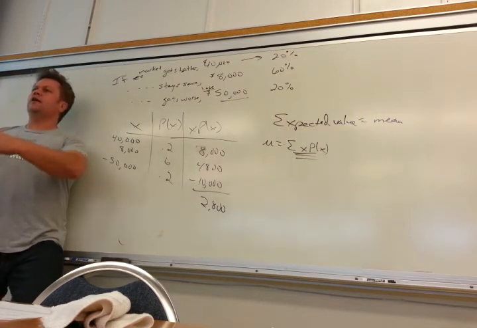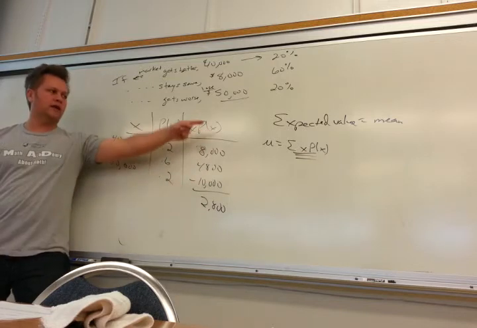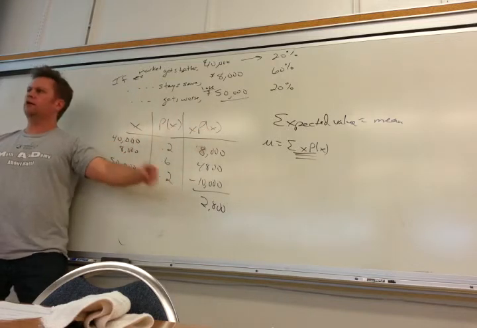So when they say find the expected value, that's all they're saying. Do x times P(x) and add them up. You don't even have to do standard deviation. You've got the expected value.